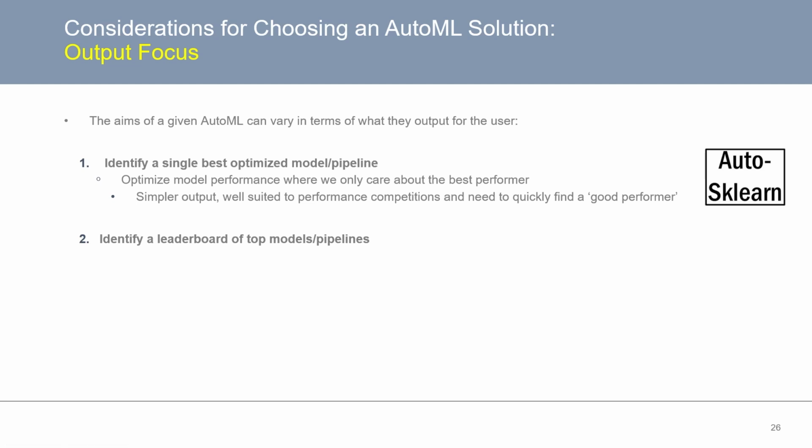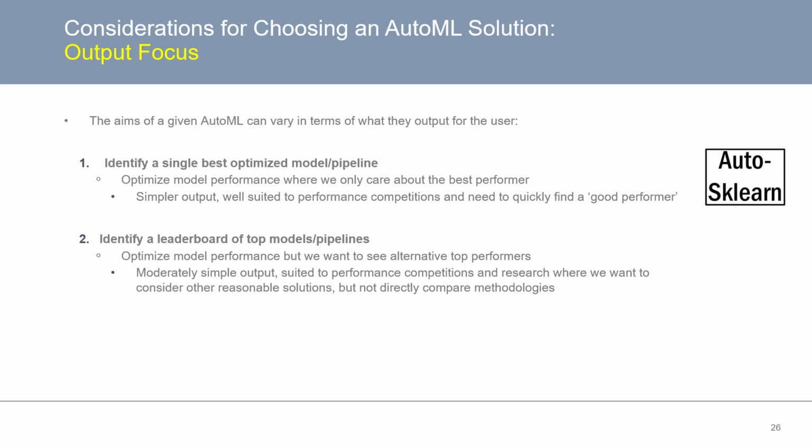Alternatively, the output focus could be to identify a leaderboard of top models and pipelines. Again, the primary goal is to optimize model performance, but it's also important to be able to see alternative top performers. This type of output focus yields moderately simple output suited to performance competitions as well as research, where we want to consider other reasonable solutions, but perhaps not directly compare algorithmic methodologies. Teapot is an example of an AutoML with this output focus.